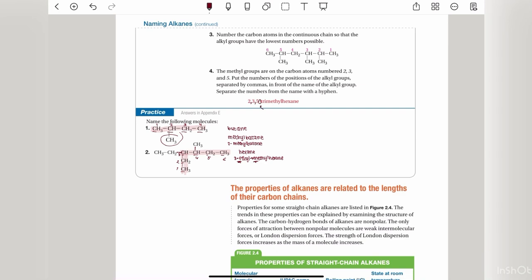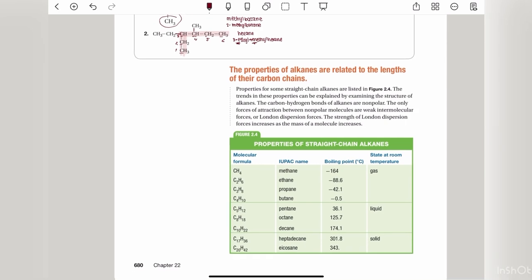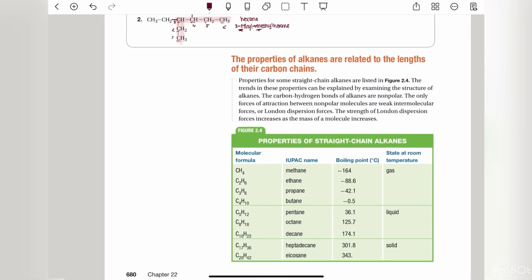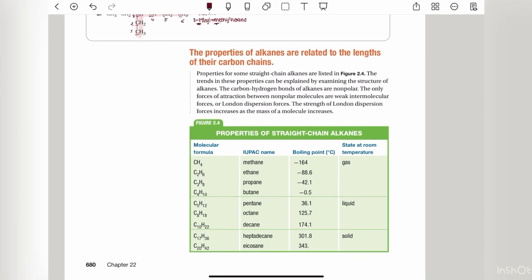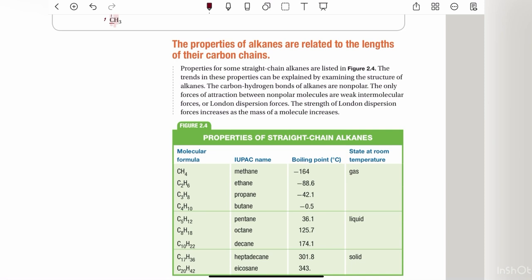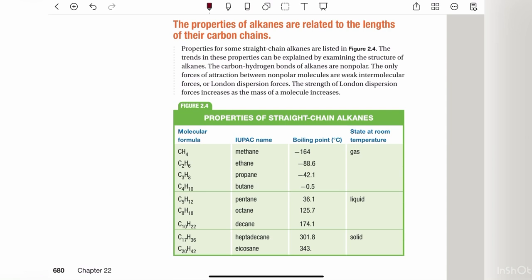Okay, and our final main idea for this video for saturated hydrocarbons is that the properties of alkanes are related to the lengths of their carbon chains. So properties of alkanes are affected by structure. Properties for some straight chain alkanes are listed in figure 2.4. The trends in these properties can be explained by examining the structure of alkanes.